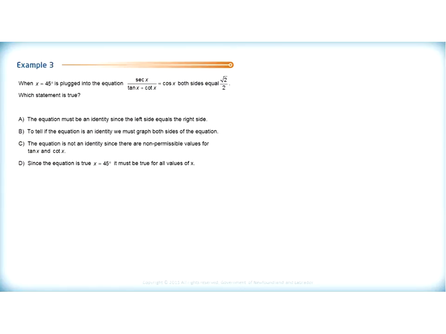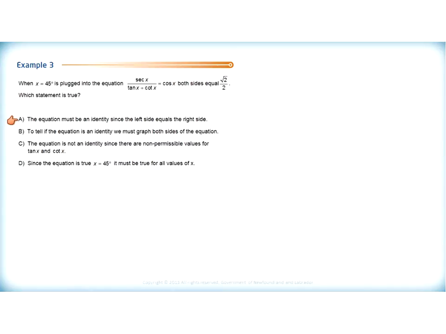Example 3. When x equals 45 degrees is plugged into this equation here, secant x over tan x plus cotan x equals cosine x, both sides of the equation equal root 2 over 2. So if I plug in 45 degrees for x, I will get root 2 over 2 equals root 2 over 2. Which statement is true?